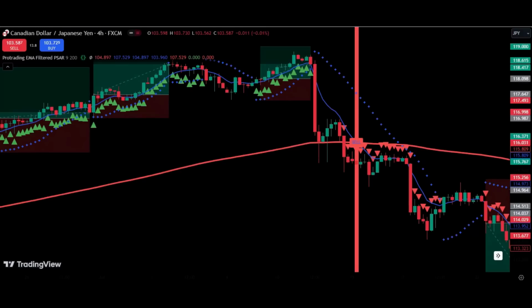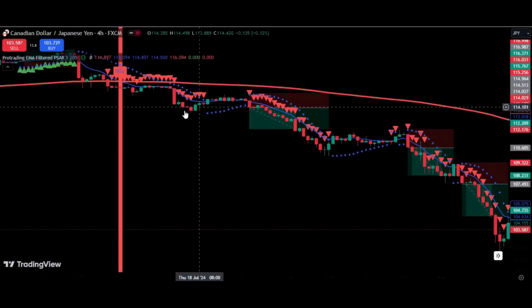Now we are getting a downward signal. So here is the point when we get the bias change from upward to downward. So from here, we are no longer looking for buy opportunity. We are only looking for opportunity to sell the market. So let me show you how you can take a sell opportunity.